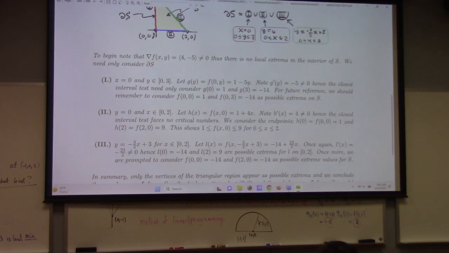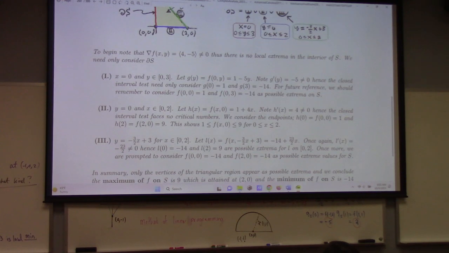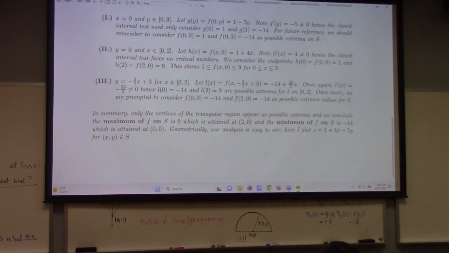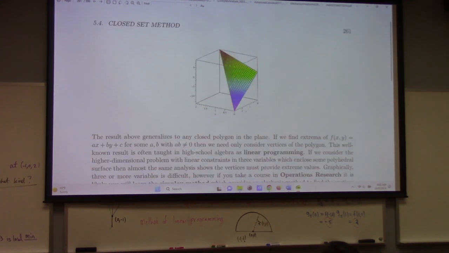In contrast, the example I just went through on the half circle is not an easy problem, and it actually required pretty nefarious algebra, I would say.